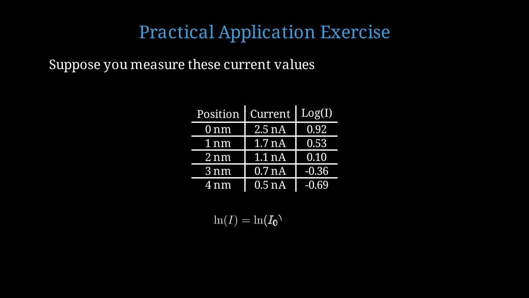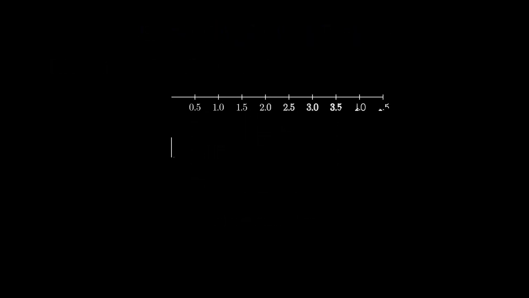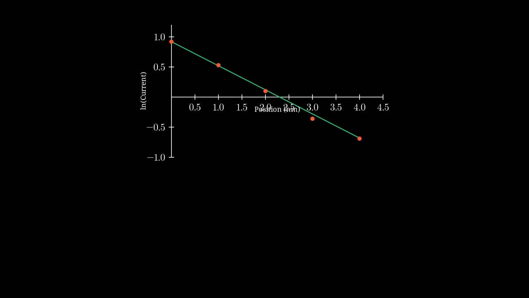If we take the natural log of both sides of the tunneling equation, we get log I = log I_0 minus 2κd. This is a linear relationship. When we plot log current versus position, we get a straight line. The slope gives us negative 2κ. From this data, we can extract the decay constant and verify it matches theory.